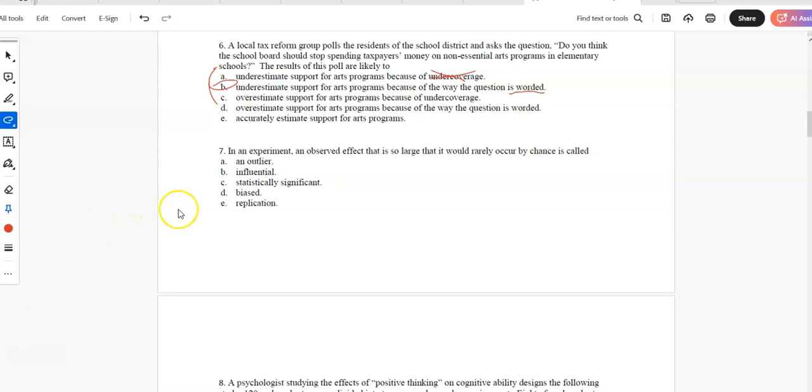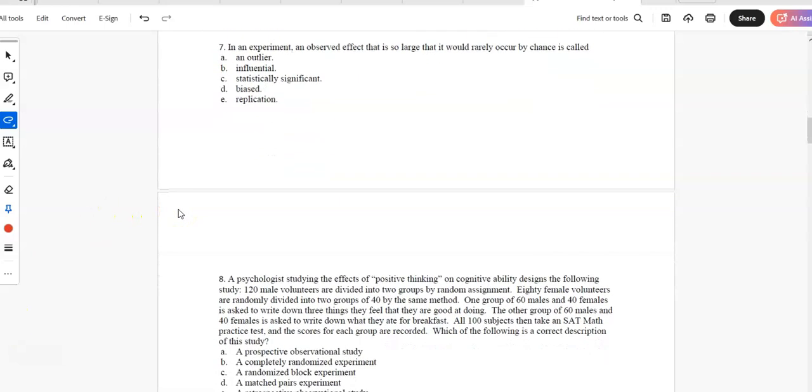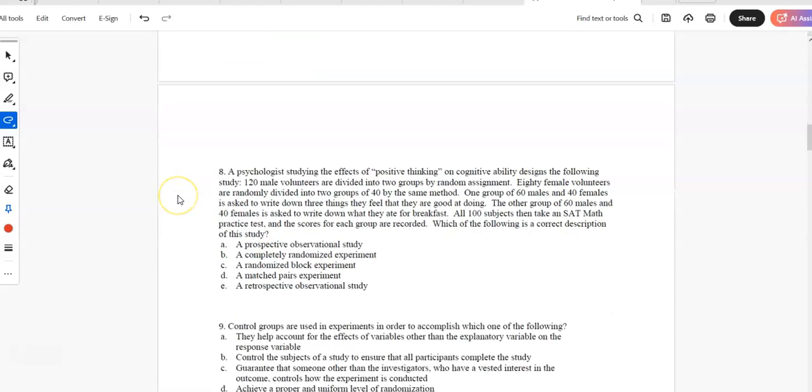An experiment, an observed effect that is so large it would rarely occur by chance is called, that's just the definition of statistically significant right there.